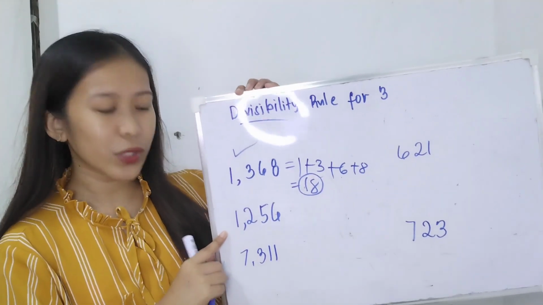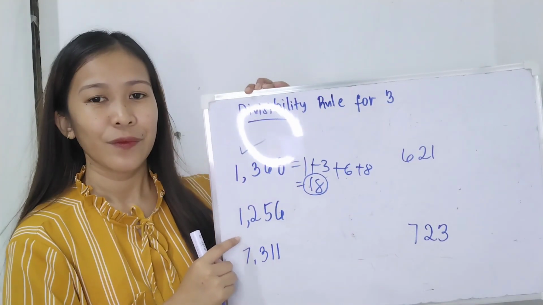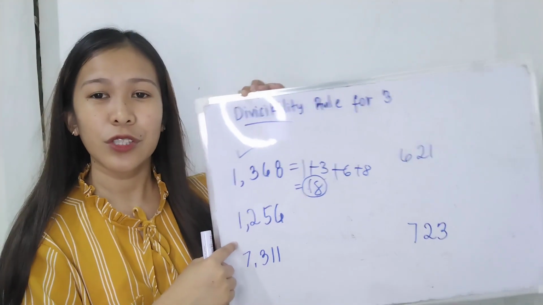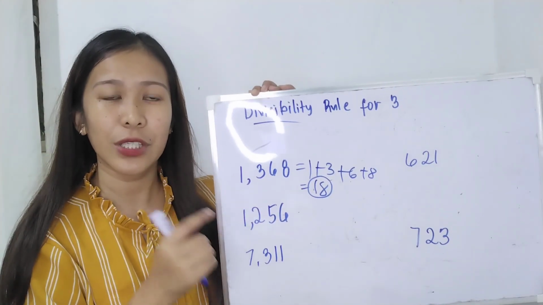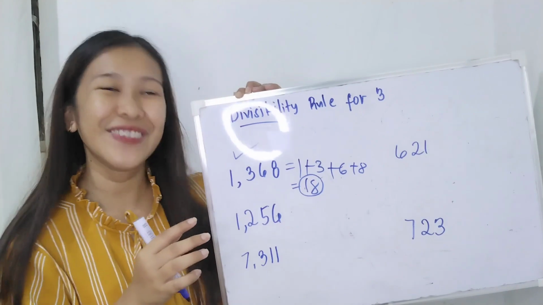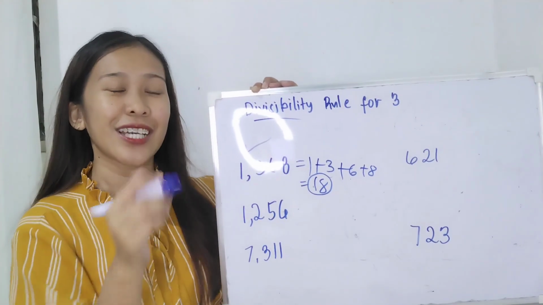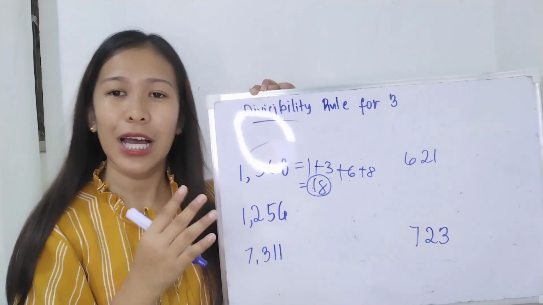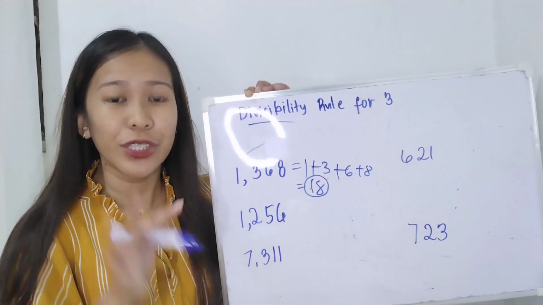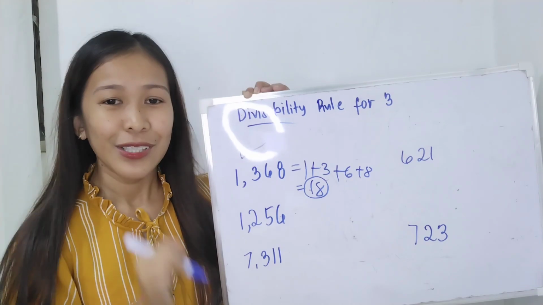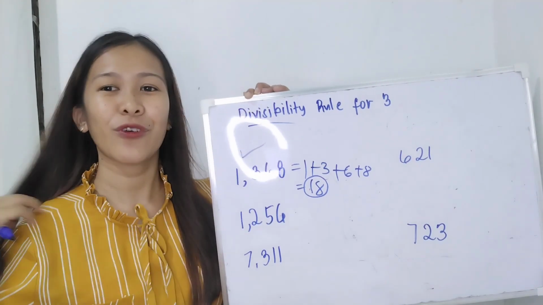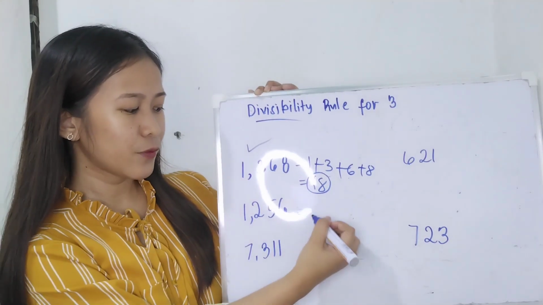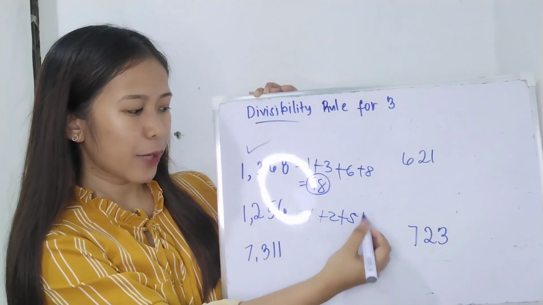Let's identify the second number. The second number is 1,256. Like for example, this is your money and you're going to divide it among 3 siblings, including you. Tatlo kayong magkakapatid, tapos i-divide mo siya. Siyempre, ang una mong alamin kung eksakto ba yun sa inyong tatlo. Ganito yung gawin mo para malaman mo kung eksakto ba yun sa inyong tatlo. So, add 1 plus 2 plus 5 plus 6.